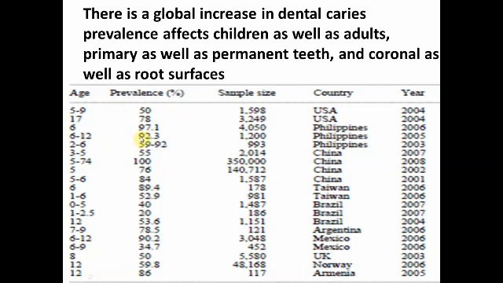We see in the United States, at 5 to 9 years, it is 50%. When they are 17, it is 78%. While it is 100% in China, for example, and 90% in Mexico.